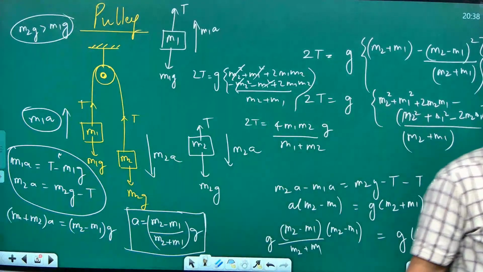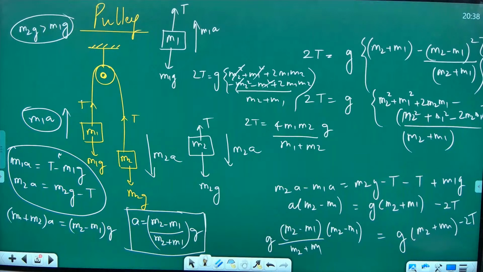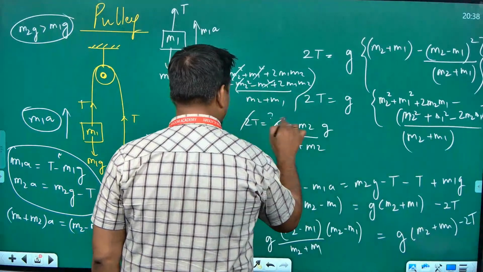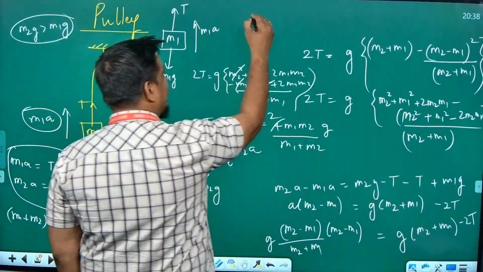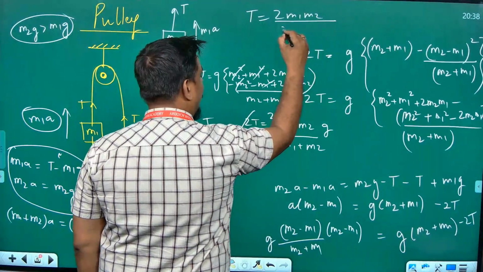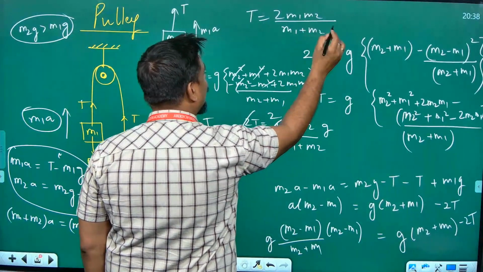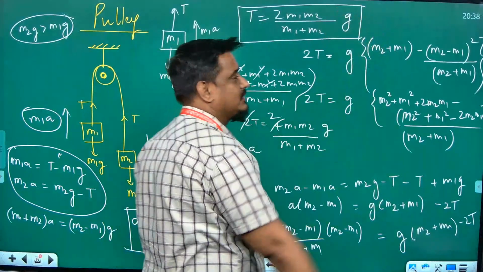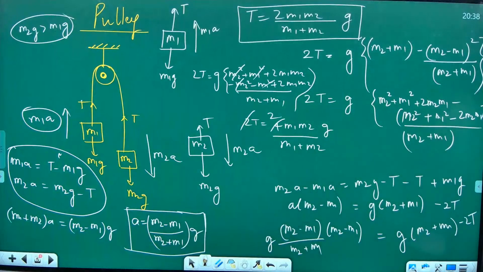Yes, I hope you are understanding this. Is it clear to you? So, this 2 will cancel this 2, and finally you will get T is equal to 2 m1 m2 by (m1 plus m2) into g. Is it clear? Yes, sir.